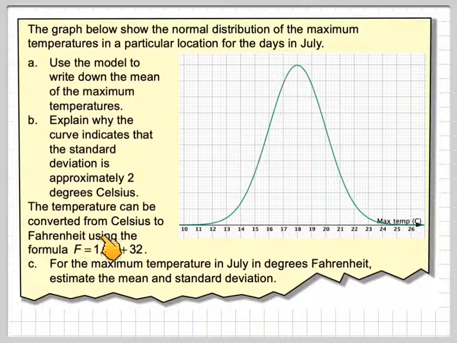The temperature can be converted from Celsius to Fahrenheit using the formula F equals 1.8C plus 32. For the maximum temperature in July in degrees Fahrenheit, estimate the mean and the standard deviation.